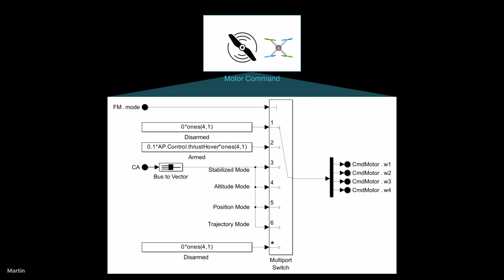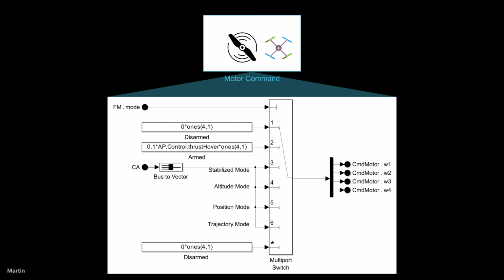This shows the implementation in Simulink. The inputs of the desired motor speeds are generated by the flight control system, while the outputs of the adjusted motor commands are based on the flight mode. The flight mode signal comes from the flight management subsystem.